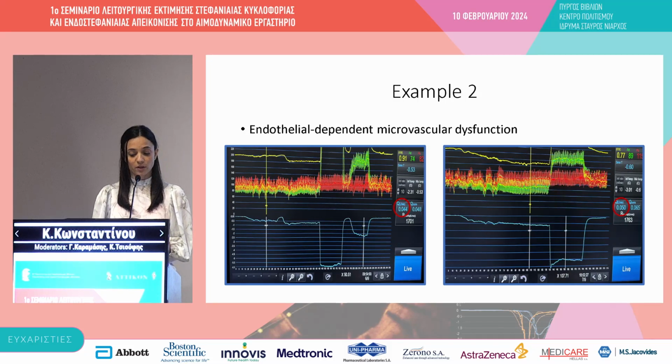Then we've got someone here with endothelial-dependent microvascular dysfunction. We can see that the resting flow again is 0.044. And then with acetylcholine, there's barely any increase. So we've gone from 0.044 to 0.05. So they're very similar. There's no increase of more than 50%. And as you can see, the FFR here is also low. It's gone below 0.8. So this patient also developed epicardial spasm during the acetylcholine infusion. So she appeared to have both endothelial-dependent microvascular dysfunction and vasospasm.